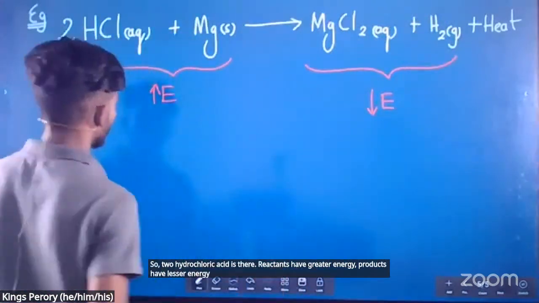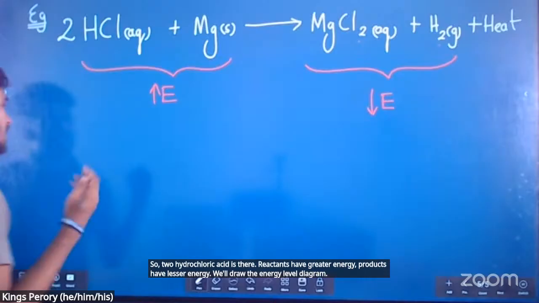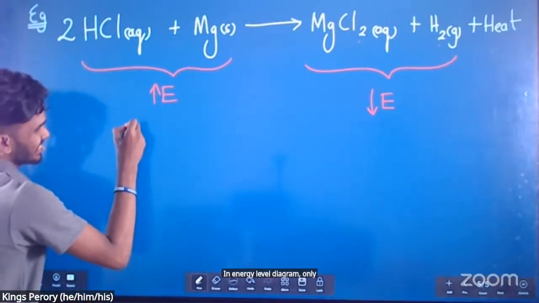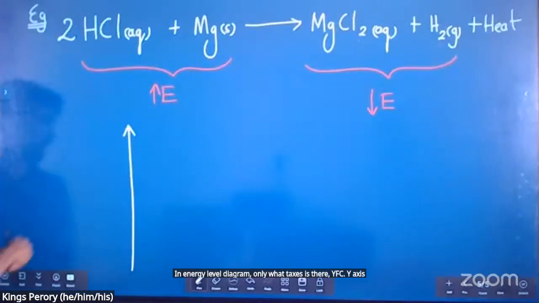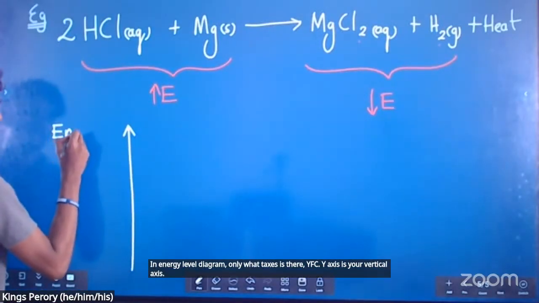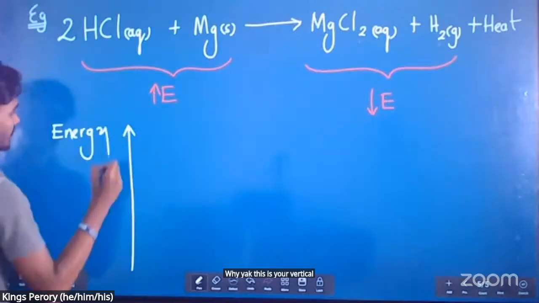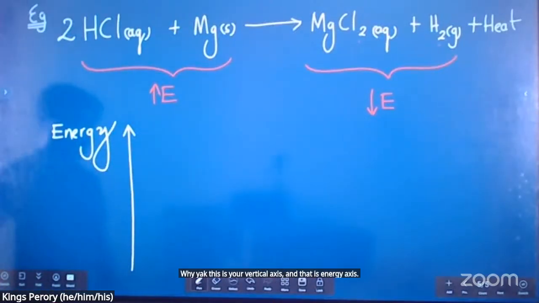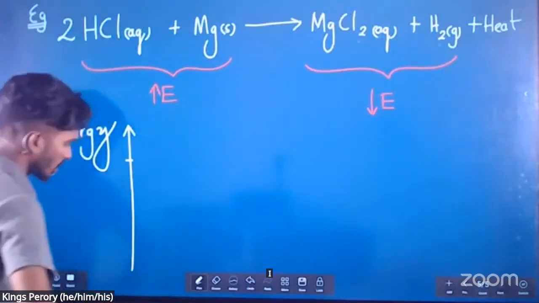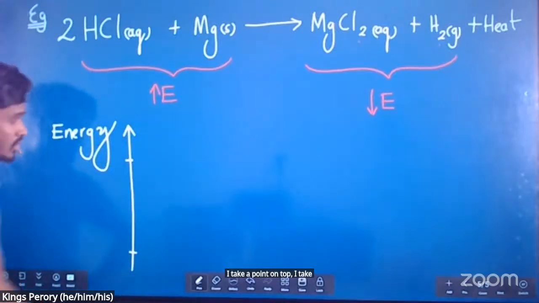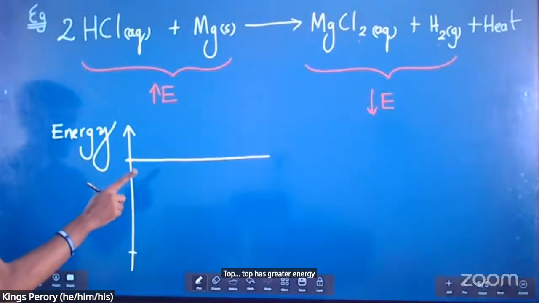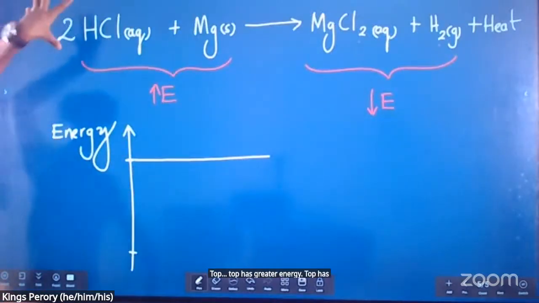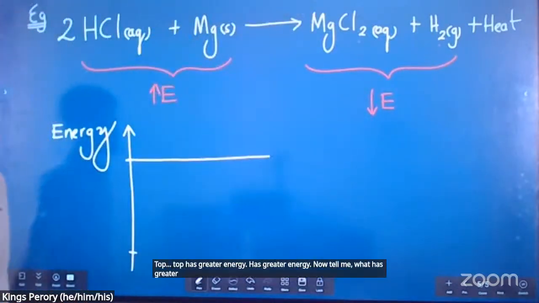We'll draw the energy level diagram. In the energy level diagram, only what axis is there? Y-axis. Y-axis is your vertical axis, and that is the energy axis. I take a point on top. I take a point on bottom. Top has greater energy.